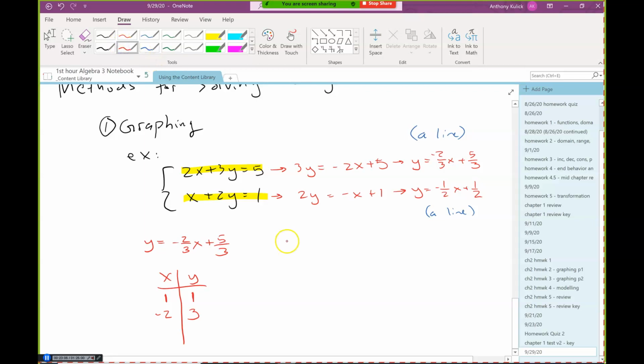Okay. Let's look at the other one now. So again, I notice that if I pick x to be 1, I get negative 1/2 plus 1/2. So that's 0. That's good. That's a whole number pair.